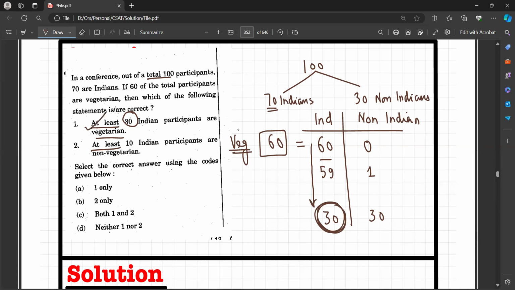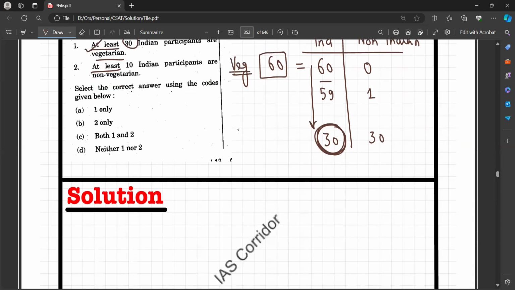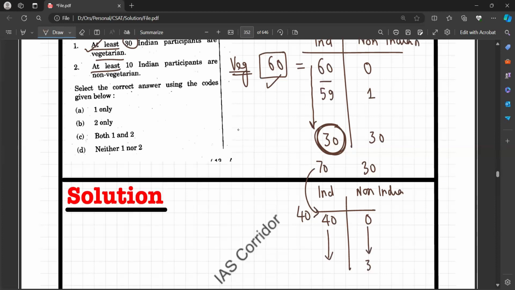Similarly, at least 10 Indian participants are non-vegetarian. If total vegetarians are 60, the non-vegetarians would be 40. Non-vegetarian, again I will assign non-Indians. I can give this as 40. 70 is the total. I can give 40. Here there is 30. Can I give 0? Yes. I can take this till 30. So this has to become 10. So at least how many Indians are non-vegetarians? 10. So can I say at least 10 Indian participants are non-vegetarian? Absolutely correct. So both the statements are correct.